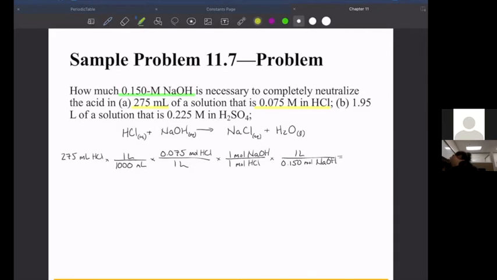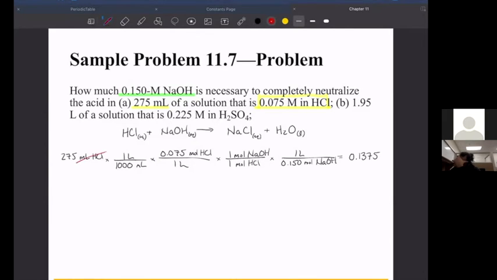So again, just to point out here, these concentrations are being converted into conversion factors that look like this, where you're stacking moles over liters or liters over moles. In this first one in yellow, we're going from liters to moles. And in this second one in green, we're going from moles to liters. Okay, so punch that into my calculator and I will get 0.1375.